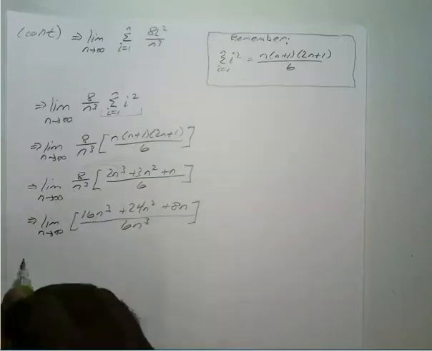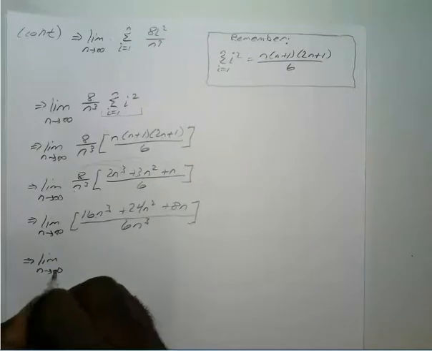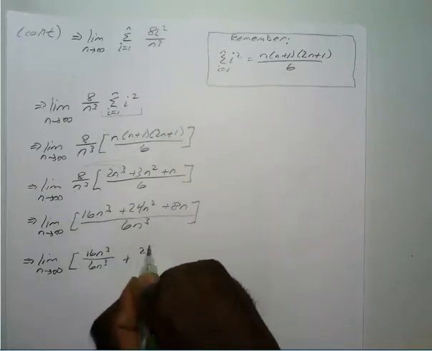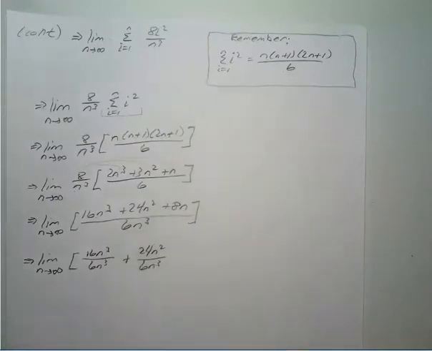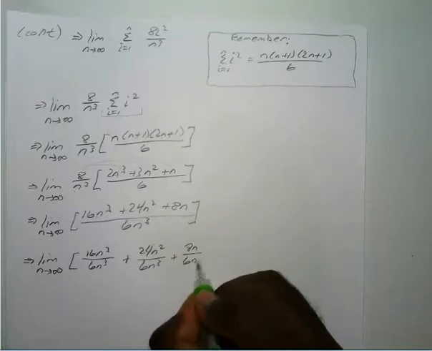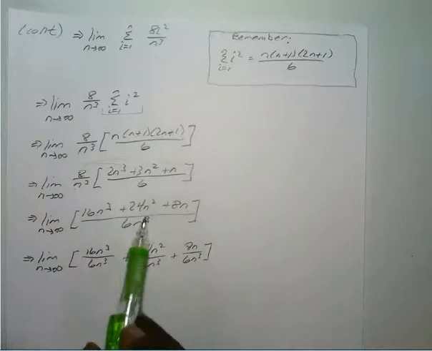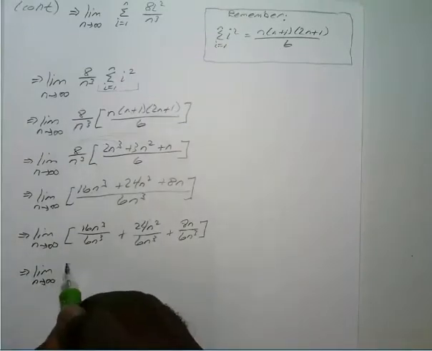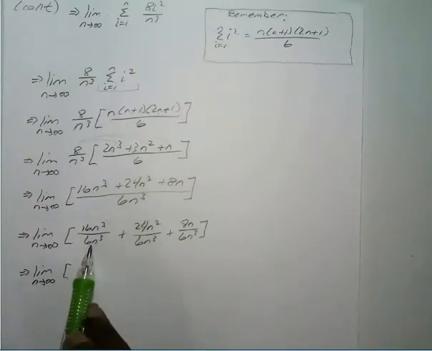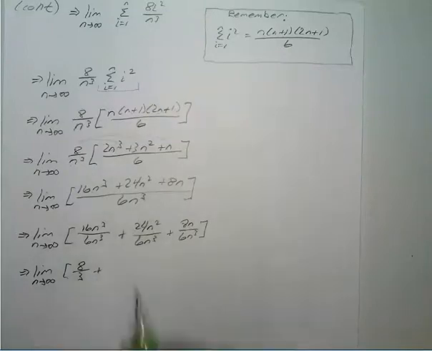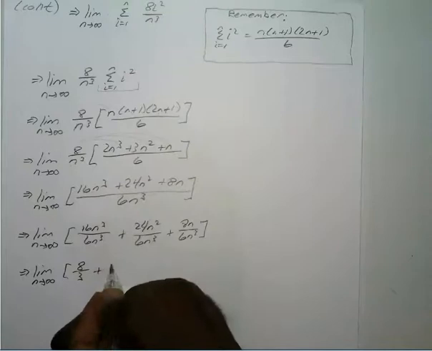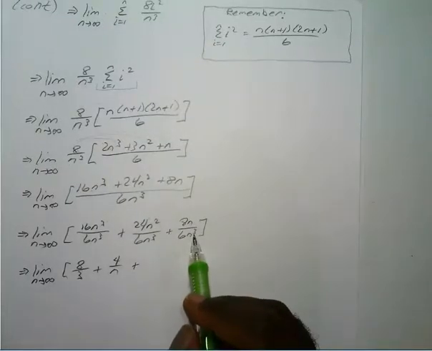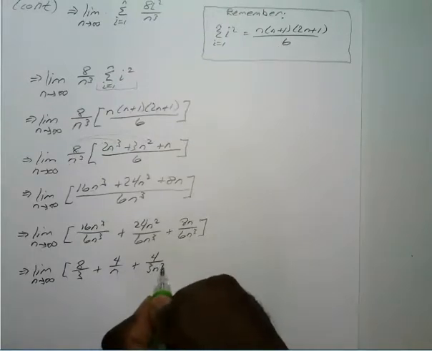All right, so if we go ahead and just break these down to 3 separate terms, it'll make it a little bit easier. So you have 16n to the third over 6n to the third plus 24n squared over 6n to the third plus 8n over 6n to the third. All right, so I just went ahead and broke it down just to make it a little easier to simplify. Okay, so that's going to equal the limit as n approaches infinity, 16n to the third over 6n to the third, that simplifies to 8 over 3. Plus 24n squared over 6n to the third, that simplifies to 4 over n. Plus, you have 8n over 6n to the third, that simplifies to 4 over 3n squared.